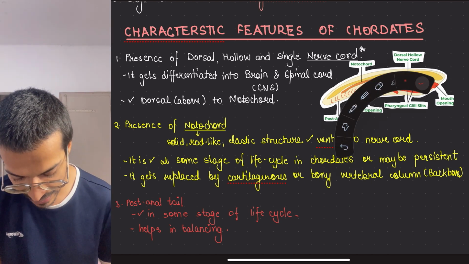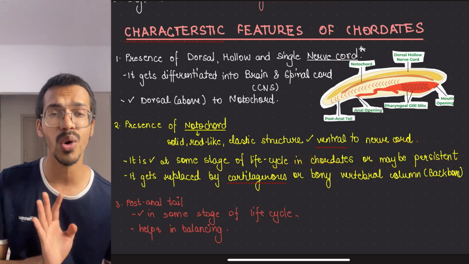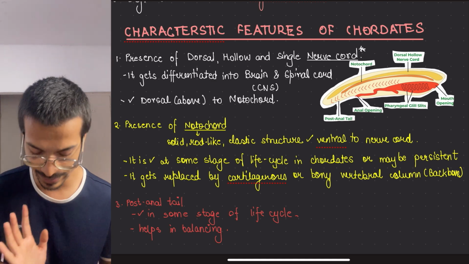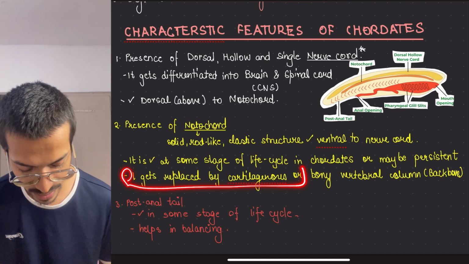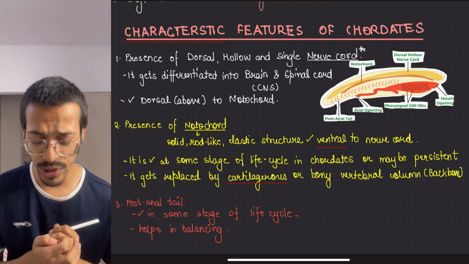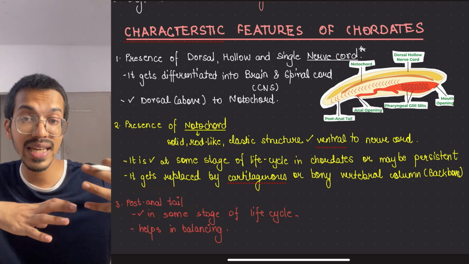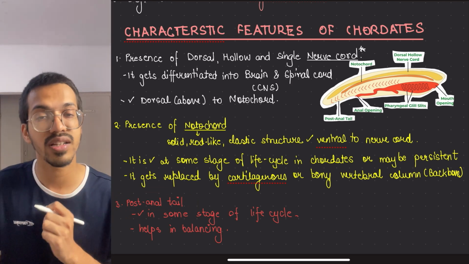Okay, moving on, at some stage of the life cycle chordates may have it, and it may be persistent throughout the life in certain of the chordates, we will learn it. Then it is replaced by a cartilaginous or bony vertebral column. I have explained you this. Next is the presence of post-anal tail, means after the anus, there is a tail-like structure.